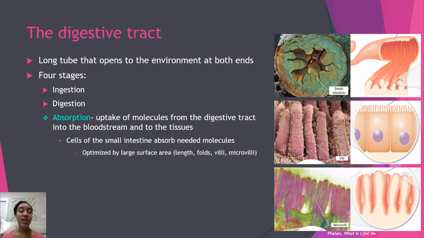I just mentioned the next major stage in the digestive system, which is absorption. And absorption is the uptake of molecules from the digestive tract into the bloodstream, which are then transported to various other locations and tissues around the body that need those molecules. And the organ that's primarily responsible for absorption is the small intestine. And the small intestine is actually designed to optimize nutrient absorption. And the key here is surface area.